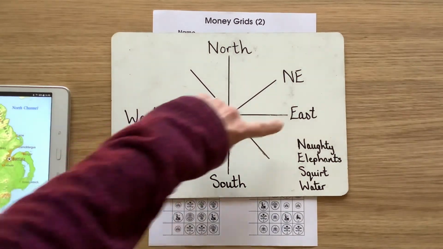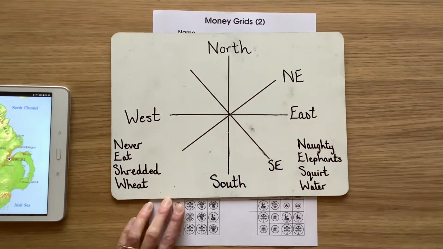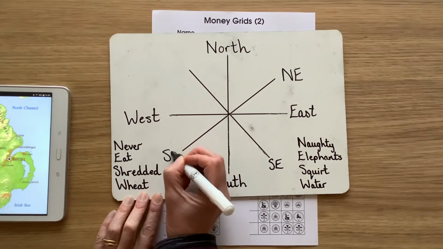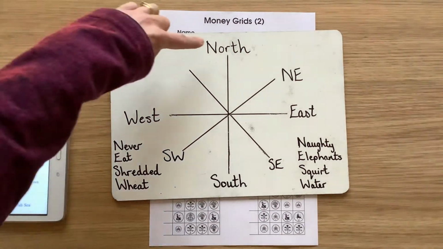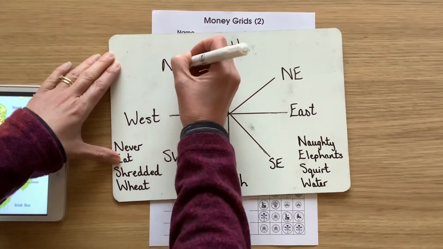So northeast comes between north and east. What comes between south and east? Yes, of course, it has to be southeast. Between south and west, we have southwest. And between north and west, we have northwest.